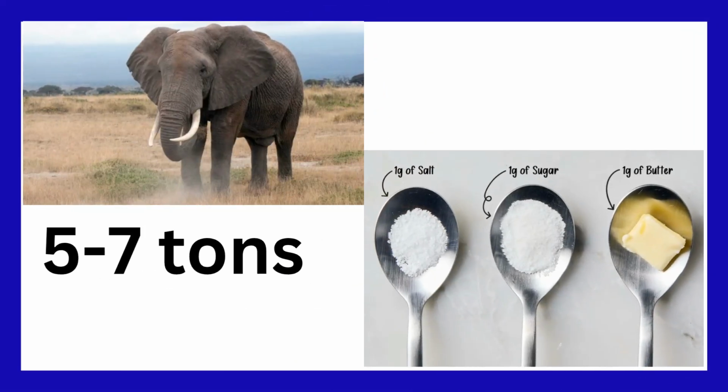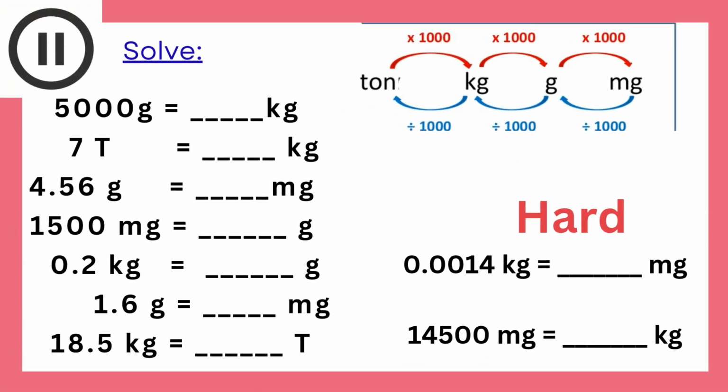Let's see some quick facts about mass. An elephant weighs between 5 to 7 tons. A spoon of salt, sugar, or butter weighs about 1 gram. So, the mass of objects can be very big or very small, and we use different units depending on the size. Now that we understand how to convert units of mass, let's solve these exercises.